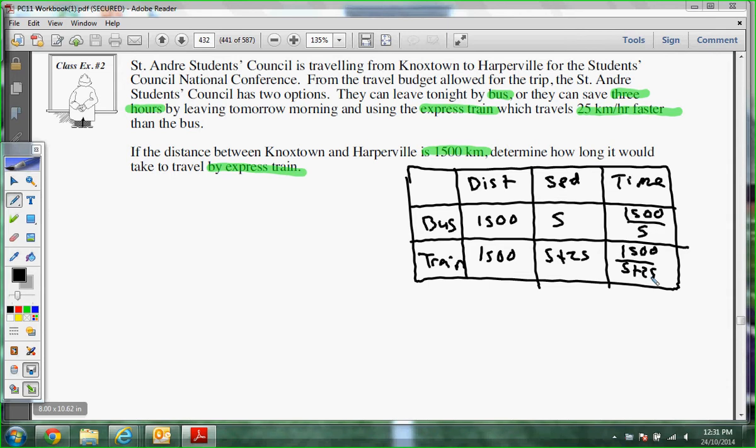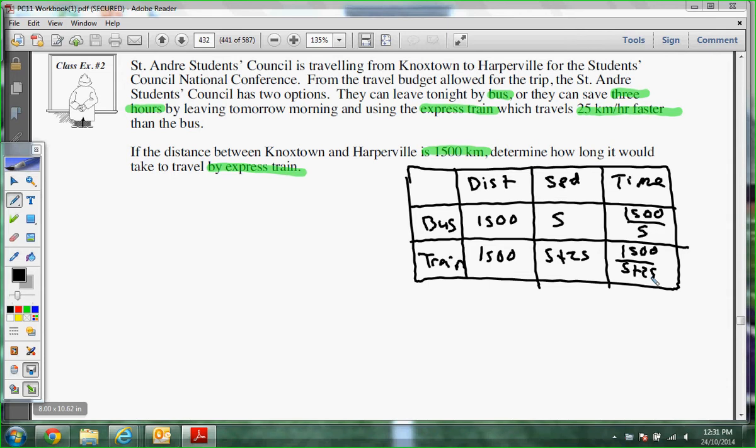Okay, now the part that's hard, I think, the hardest part of doing these is how do I set it up? So what am I going to set up here that makes sense? Because we don't have a time. No, doesn't equal 1,500. Good idea, though. Okay, so the bus travels this fast, right, to the same destination. The train travels this fast to the same destination. So they're going to the same destination, right? So we're going to set them equal to each other.